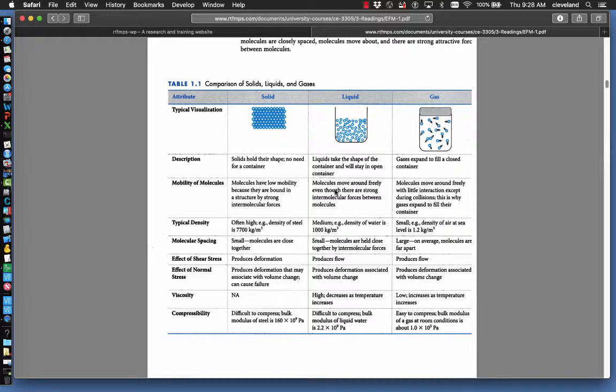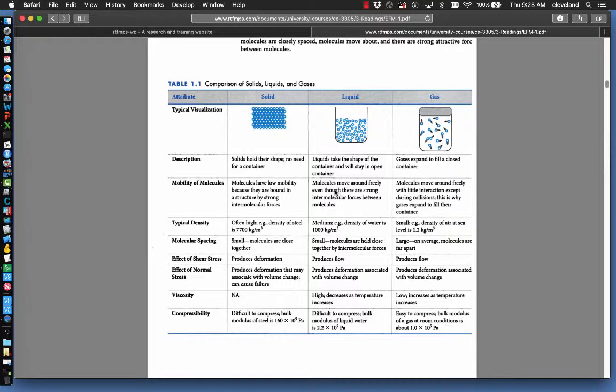If we apply a shear force or shear stress, the solid will deform to the point that it can resist that shear stress, and then it stops deforming. And we'll draw some pictures of that shortly. The normal stress causes deformation that may or may not produce a volume change and causes failure. Best example of that is when you break concrete in the materials lab.